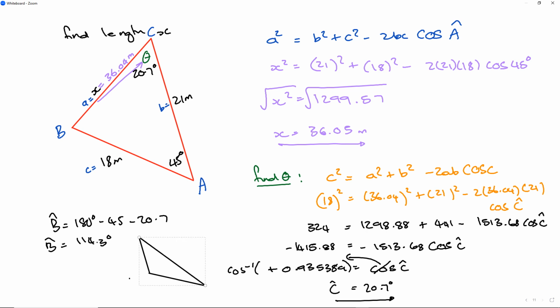And that is actually how it should look, more or less. This is more or less how it should look. That is where B should be. This is where A should be. And this is where C should be as well for this.